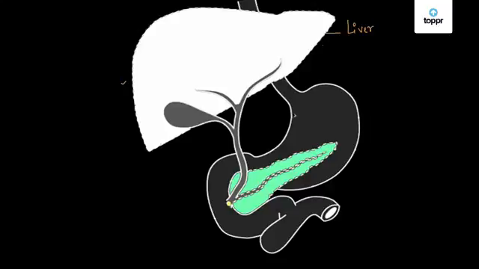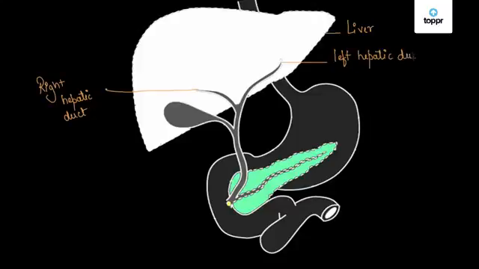Okay, now if we see the labelings, we will find that here this duct, it is the right hepatic duct. So it arises from the right lobe of the liver. Similarly, this in here is the left hepatic duct. So these two ducts arise from the liver and they join together in here to form the common hepatic duct. So we can say that the common hepatic duct is formed by the joining of the left and right hepatic duct.